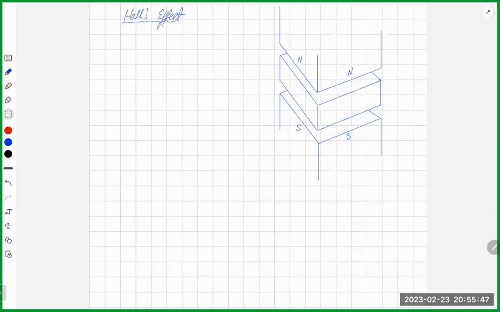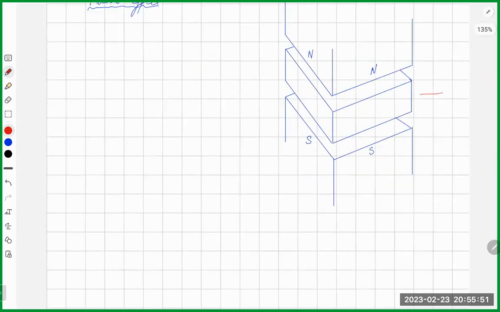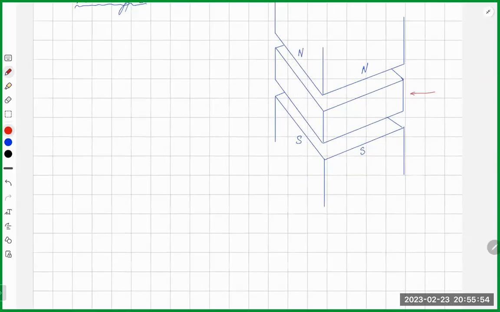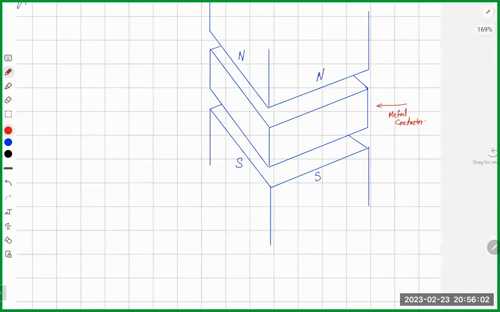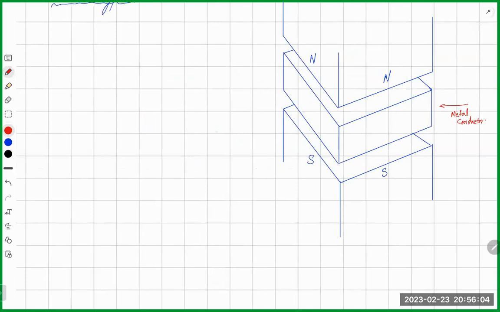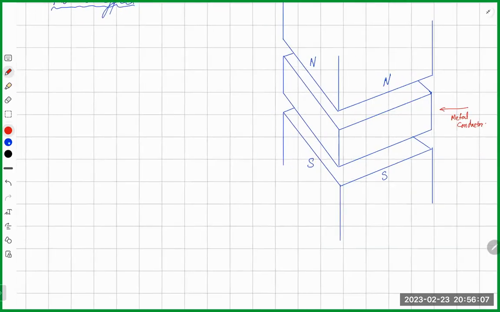So on the top and the bottom, we have a magnet, and in the middle, we have a metal conductor. And there is a current that is now trying to go in this metal conductor.